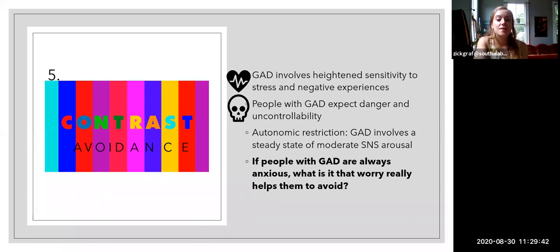So the last potential function of worry as an avoidance behavior is contrast avoidance. So we know that generalized anxiety disorder as a specific psychological risk factor involves heightened sensitivity to stress. So people with GAD are more prone to experience anxiety and negative affect in response to stress than other people.